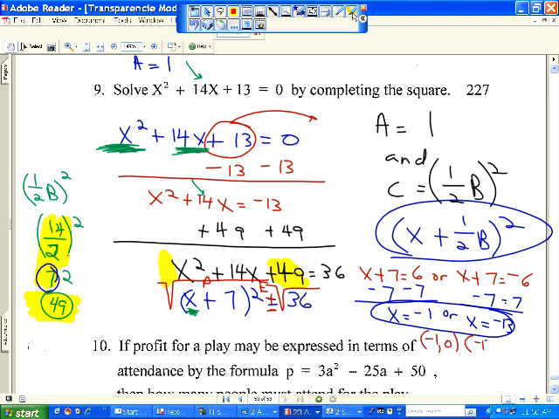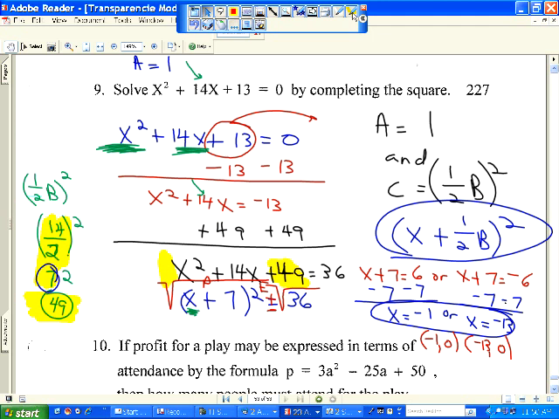negative 1, 0, negative 13, 0. Because they are the values of x that would make y equals 0, which are the x-intercepts of the quadratic. The roots are the zeros of the quadratic. Any questions on number 9? Solving a quadratic by completing the square.